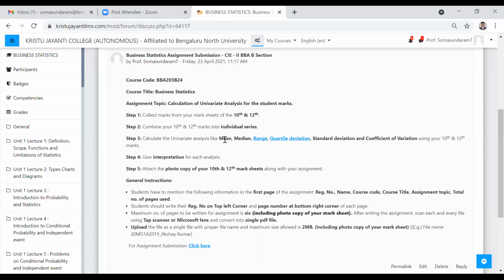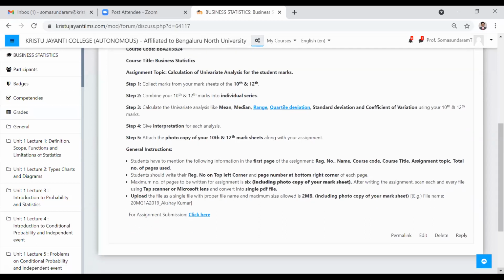For that, you need to calculate the mean, median, range, quartile deviation, standard deviation, coefficient of variation. You know how to calculate all those things. Refer to your notes and give a proper interpretation for each analysis. After finding the mean, say the average marks equal to this. So you have to give proper conclusion, interpretation.